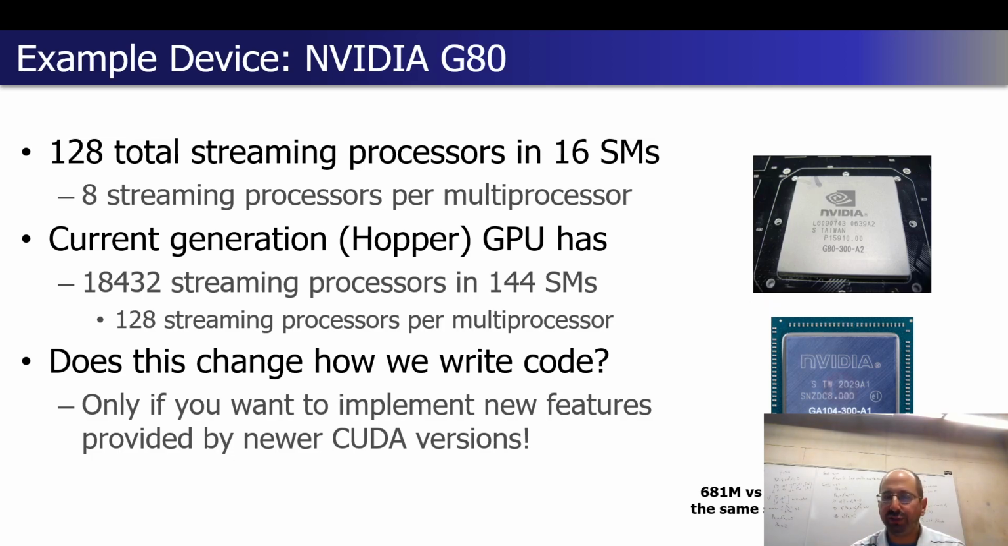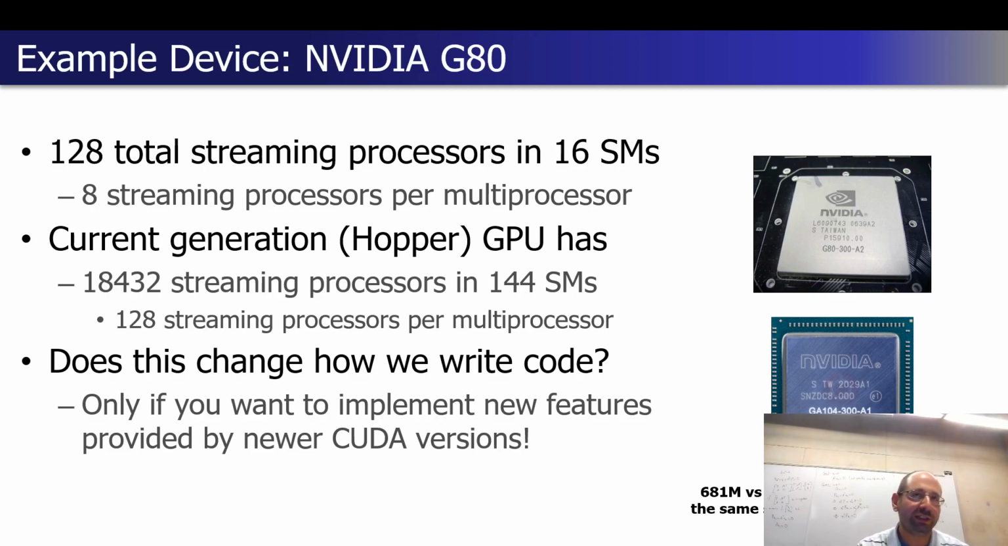Here's an example device, the G80 that we already talked about, which has 128 total streaming processors and 16 streaming multiprocessors. So quick math, that's 8 SPs per SM, or 8 CUDA cores per SM. Current generation Hopper, and that's not actually a picture of a Hopper, I couldn't find a good chip layout of a Hopper. That's an Ampere device, but still a pretty high-end device. That is 144 SMs and 18,000 plus streaming processors, with a higher ratio of streaming processors per multiprocessor.